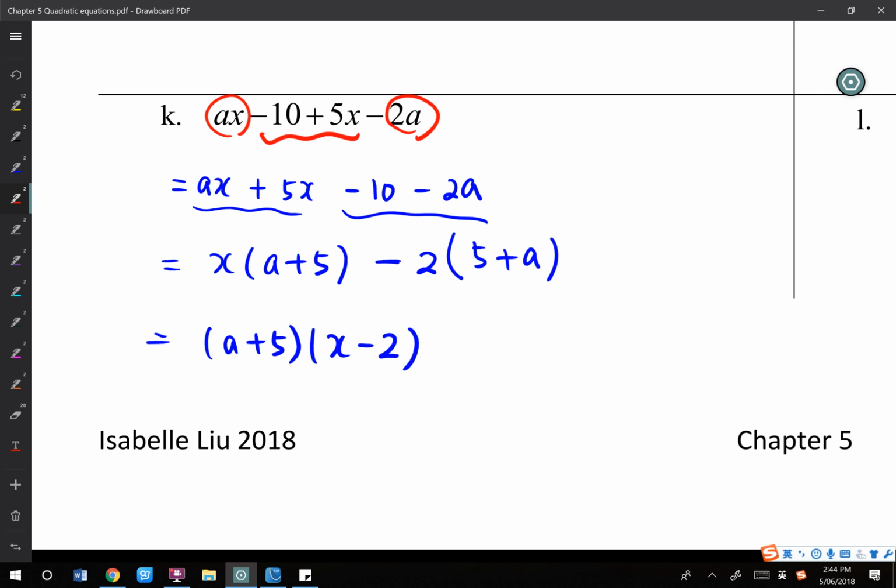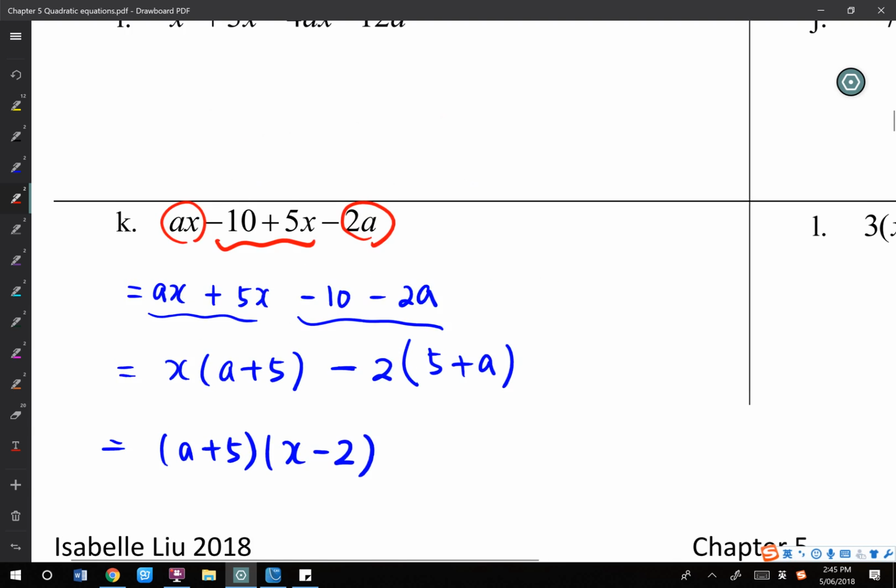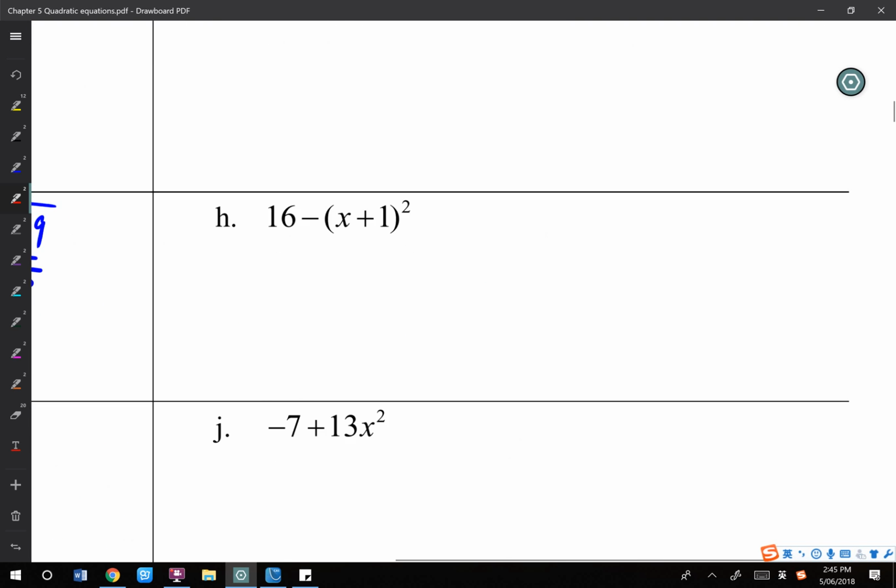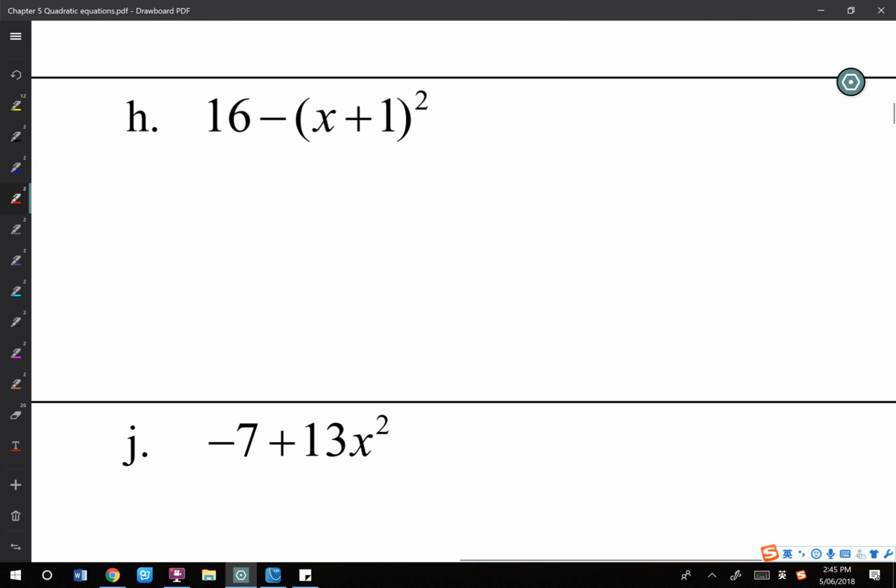Okay, that's grouping. But very limited use. It's only when it's 4 terms and 2 have common factors. That's how we can use this one. But now I want to look at a really important one, which is H.